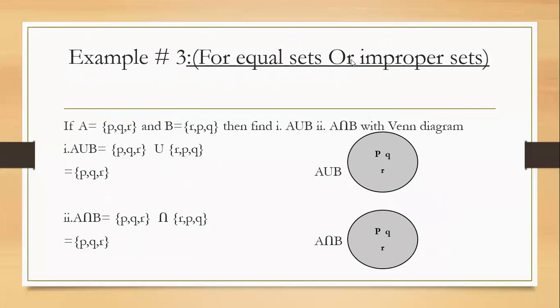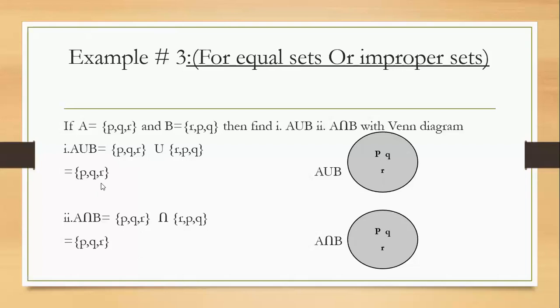Equal sets means, for example, two sets containing the same elements. Here you can see PQR and RPQ. Both sets contain the same elements. In this type of question, how can we find the union and intersection? Here you can see that if A union B is taken, both the sets are the same. We get the same answer.